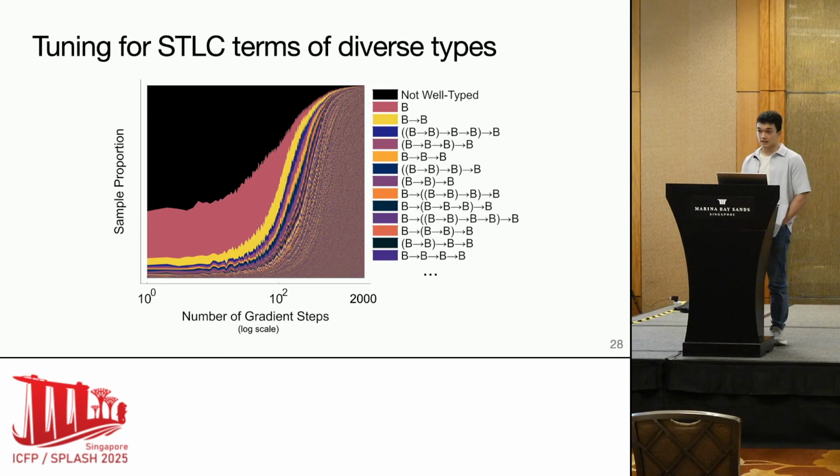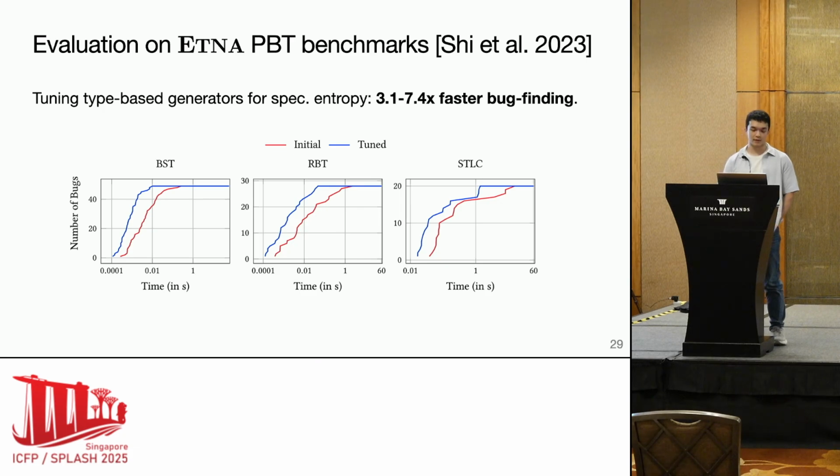Of course, this distribution looks good for tuning, but what we really care about in property-based testing is whether or not we're actually finding bugs. So for this, we performed an evaluation on ETNA, which is a set of PBT benchmarks. It contains a standard set of pre-placed bugs and properties, and we used it to determine the bug finding speed before and after tuning. And we found that when tuning type-based generators for specification entropy, we found bugs 3 to 7 times faster.